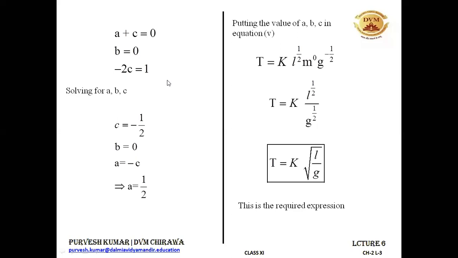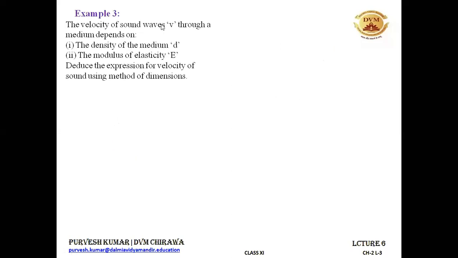This is example number 3. It says the velocity of sound wave, small v, through a medium depends on the density of the medium, that is small d, and the modulus of elasticity, that is capital E. We need to deduce an expression for the velocity of sound using the method of dimensions. All right. Here the velocity v depends only on two quantities. Earlier the quantities depended on 3 factors, but here only 2 factors are given. So I'll be solving it for 2 factors only.